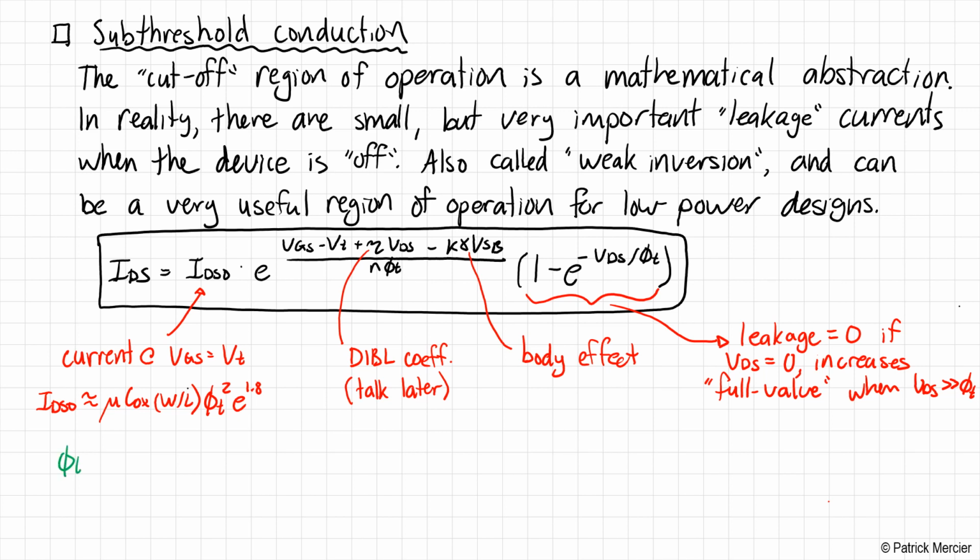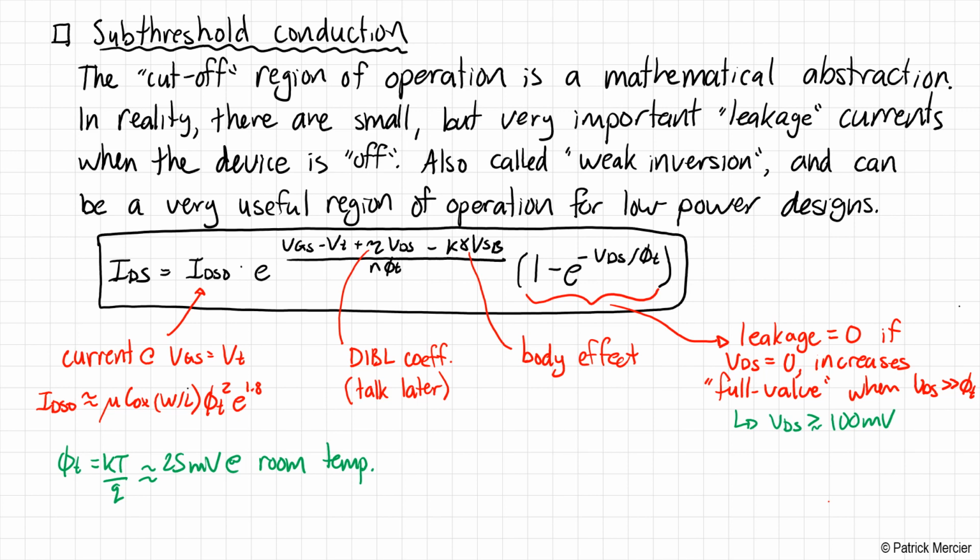Phi t is the thermal voltage. It's equal to kT over q, and it's approximately equal to 25 millivolts at room temperature. Okay, so what that means is that we say that the leakage is full, if you will, making an extra note over here, when VDS is larger than approximately 100 millivolts.